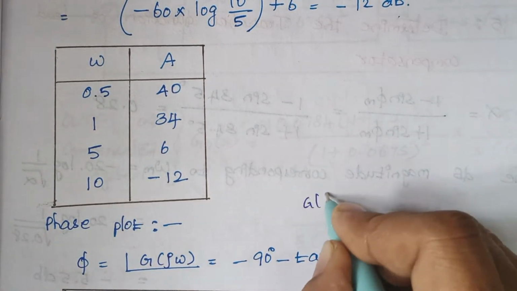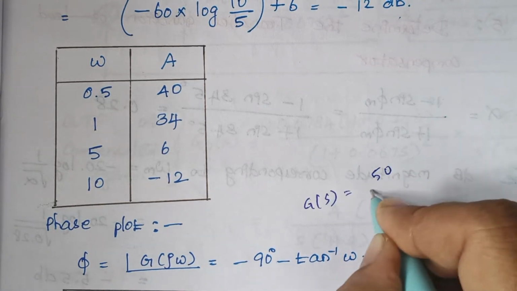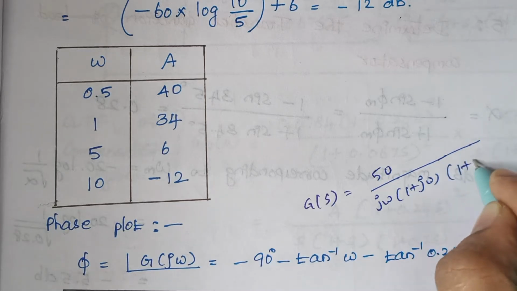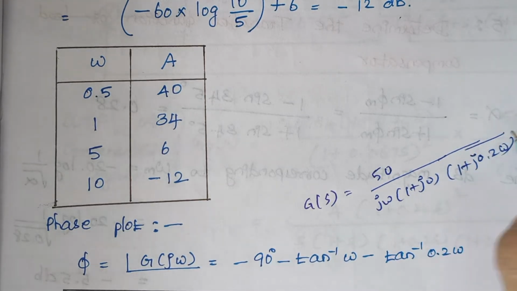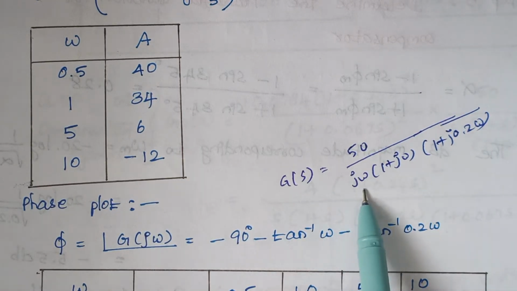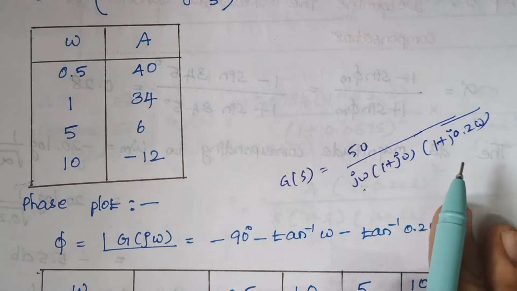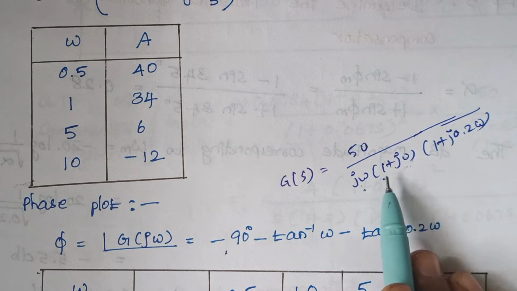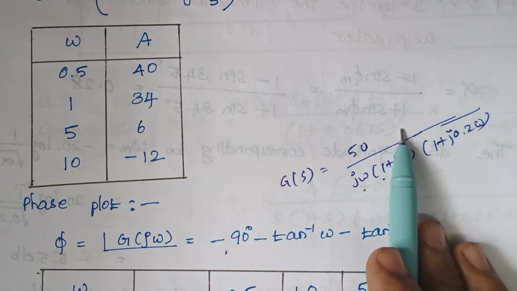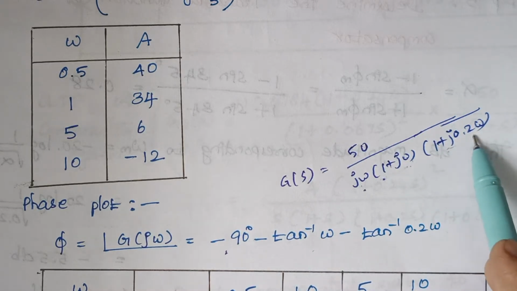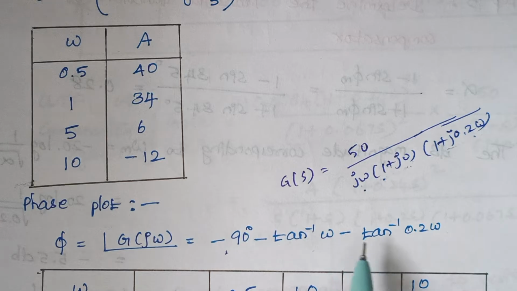So again we will write the problem one more time, that is 50 by j omega into 1 plus j omega into 1 plus j 0.2 omega. So here since omega lies in the denominator, this contributes 90 degrees. When I move this term to the numerator, that becomes minus 90. Again, same case here, tan inverse of omega by 1. Again I am moving this to the numerator, so minus tan inverse of omega. Again here tan inverse of 0.2 omega. When you move to the numerator, minus tan inverse of 0.2 omega.